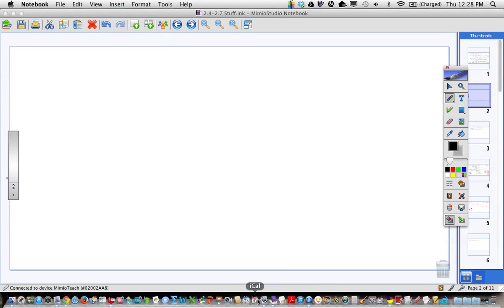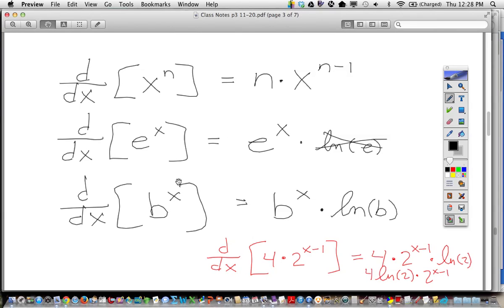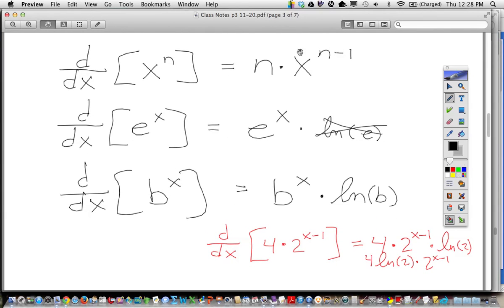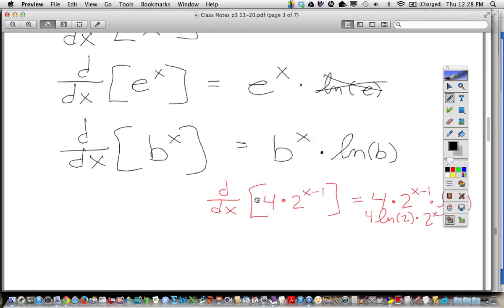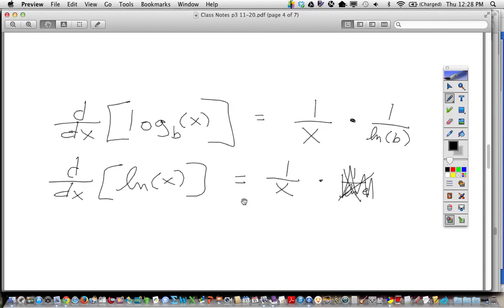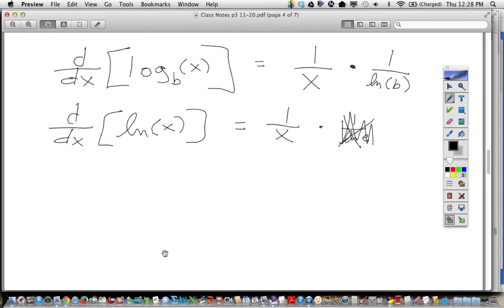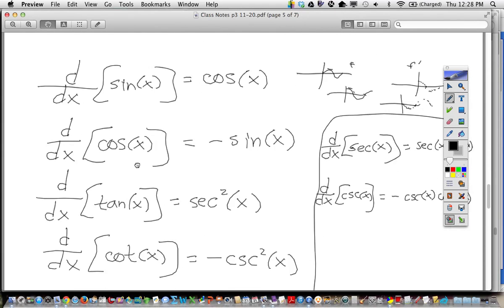All right, we had the derivative rules yesterday. Of course, we still have our power rule. We have the derivative of e to the x. We have b to the x, so a different base. We worked a few examples of that. We have our log derivatives. And then we had all the trig derivatives.